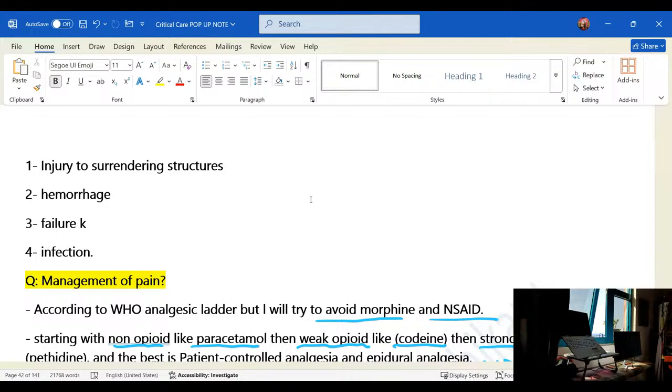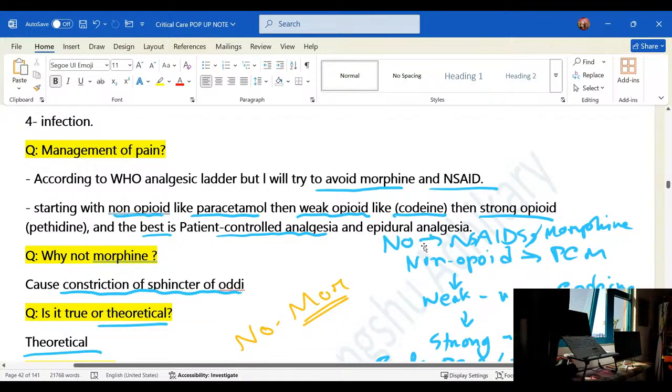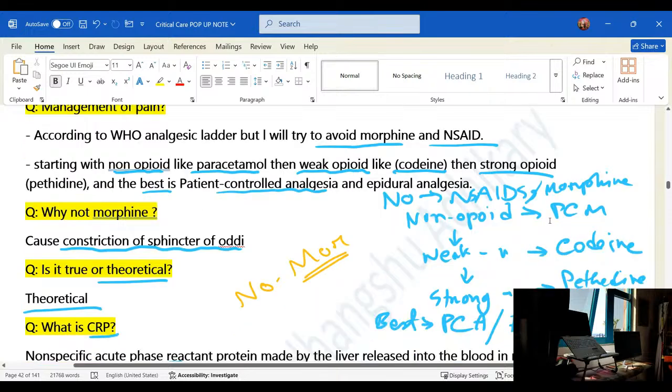Management of the pain, according to the WHO analgesic ladder. Start with non-opioid like paracetamol, then weak opioid like codeine, then strong opioid like pethidine.